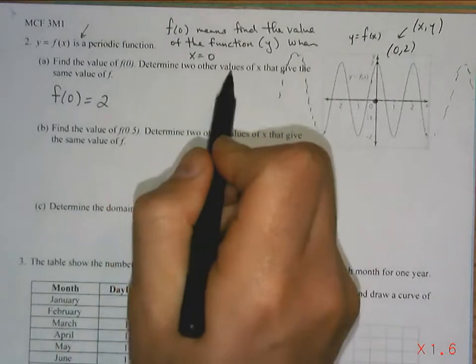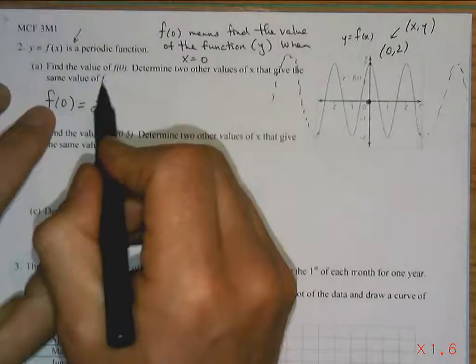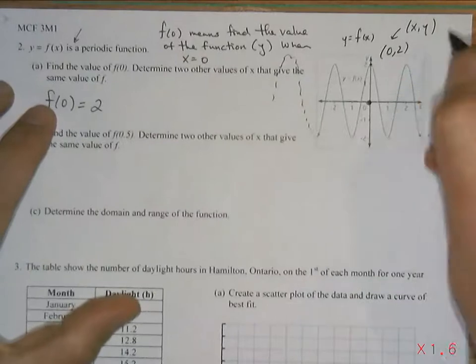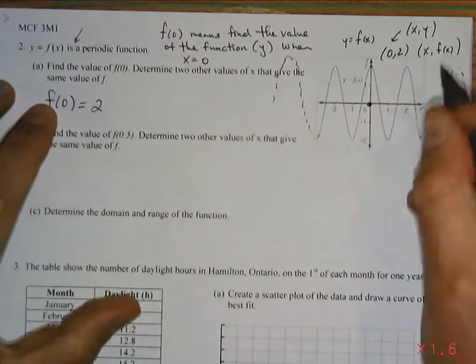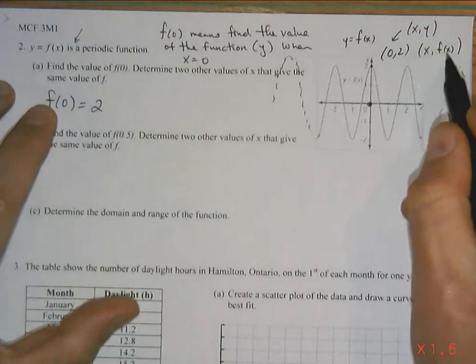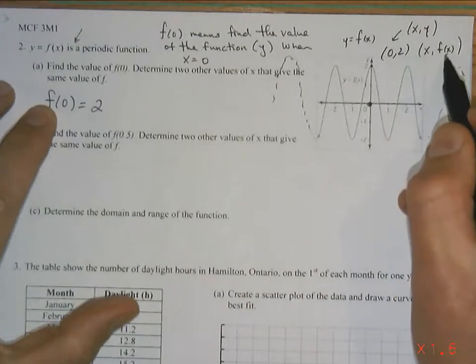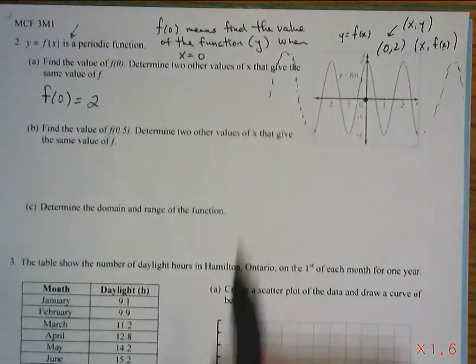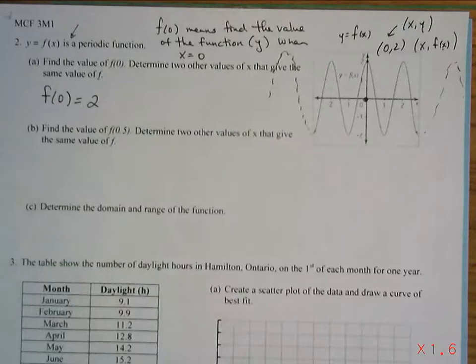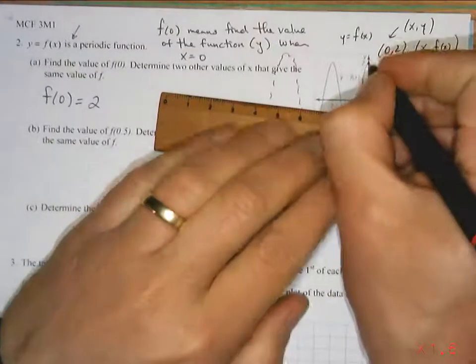Determine two other values of x that'll give the same value of f. So again, f is that y value. Another way to write this is the first time you're going to see it, but you will see it later in other mathematics. So this is the same idea, x and the y value, x and the y value, x and the y value, just by a different name. Okay, so they want two other values of x that'll give the same value of f. Well, f is 2. We had to know that one to begin with.